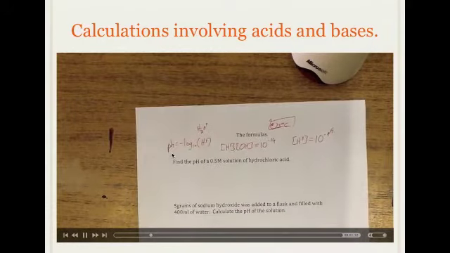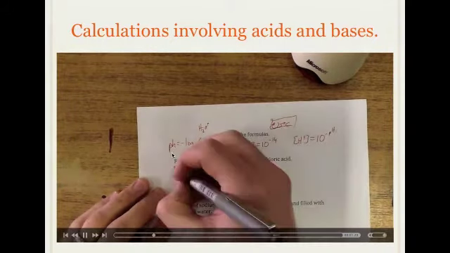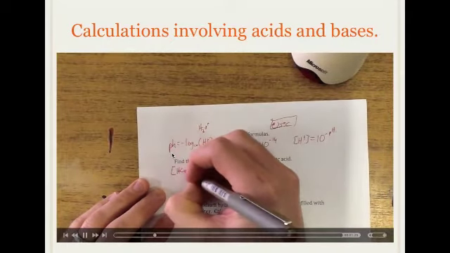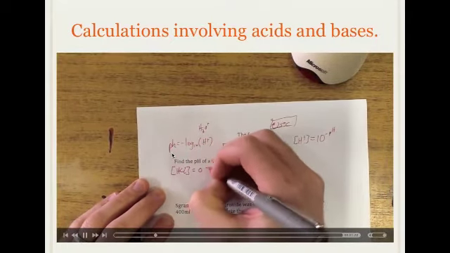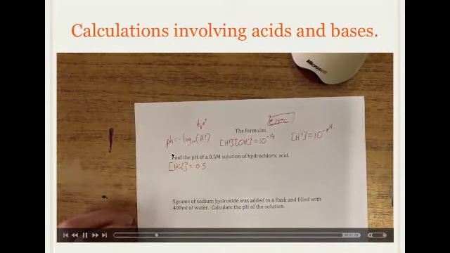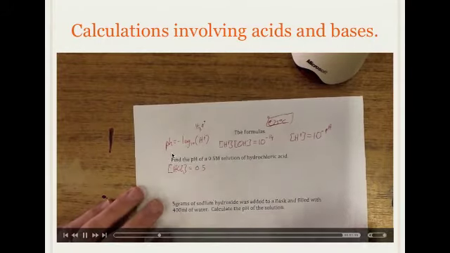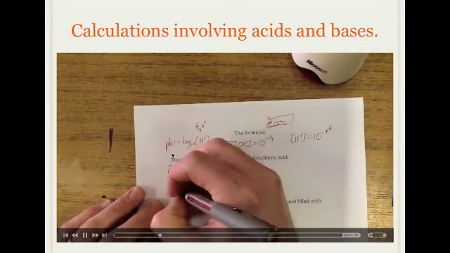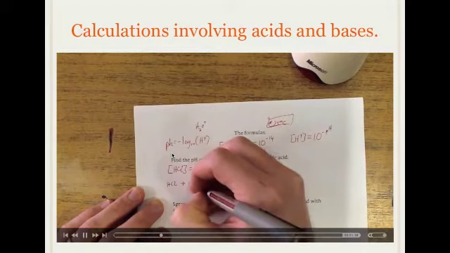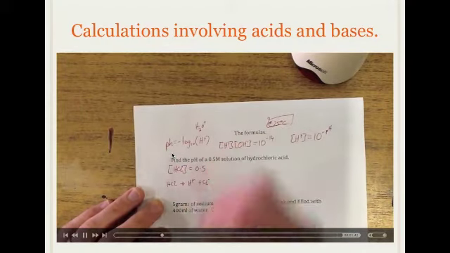First question, find the pH of a 0.5 molar solution of hydrochloric acid. So let's write down what we know. We know the concentration of hydrochloric acid equals 0.5 molar. Now, as hydrochloric acid dissociates, it breaks up into one hydrogen and one chlorine. I'll just write that down here quickly. HCl breaks up into H plus and Cl negative.